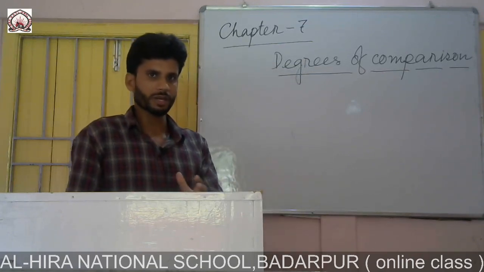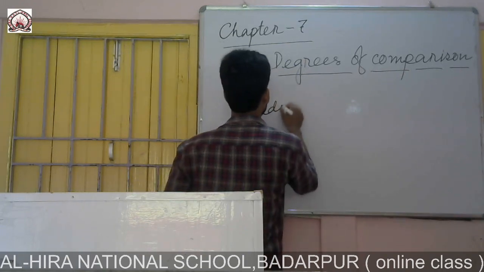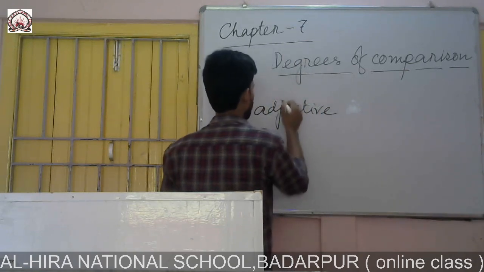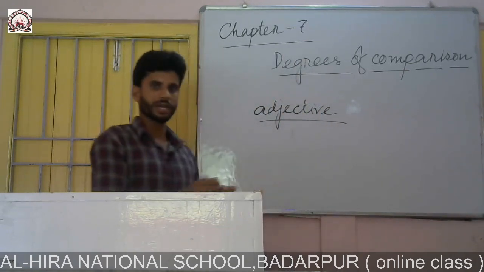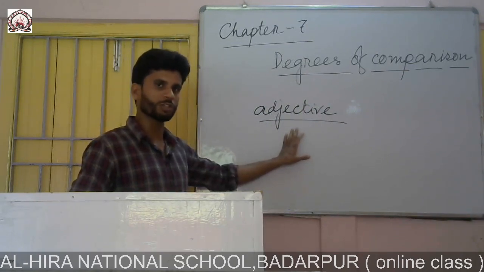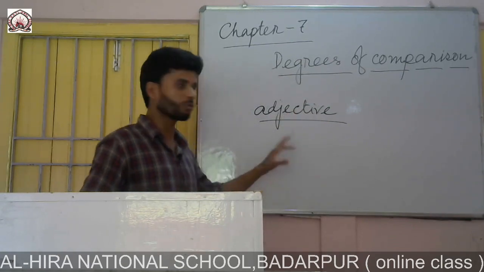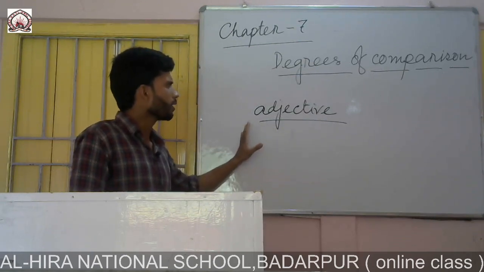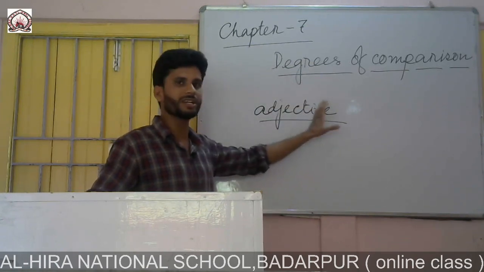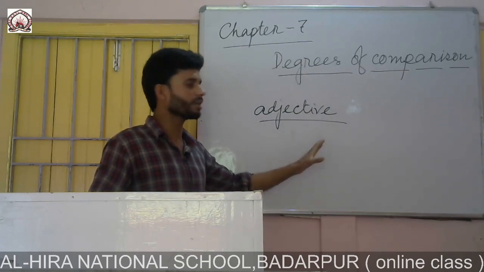So any adjective means a word or the words which describe the quality of a noun or pronoun. Those are adjectives. So an adjective has 3 degrees of comparison. So what are those 3 degrees of comparison?